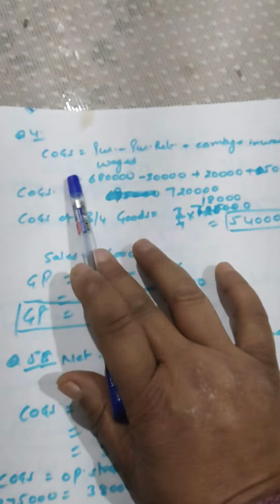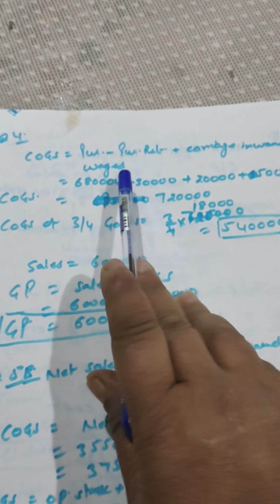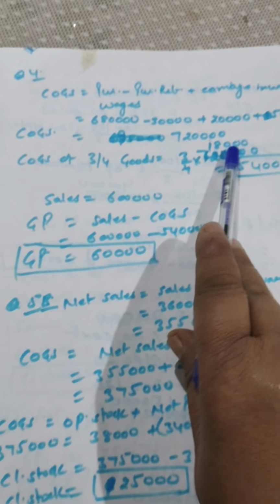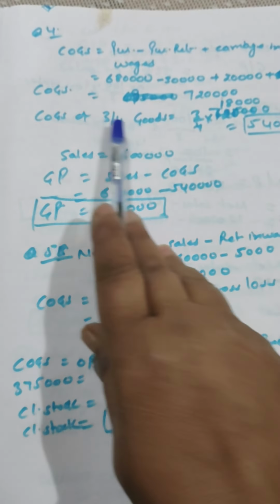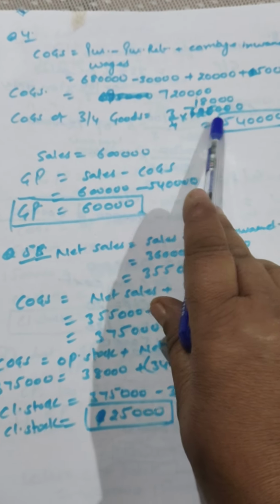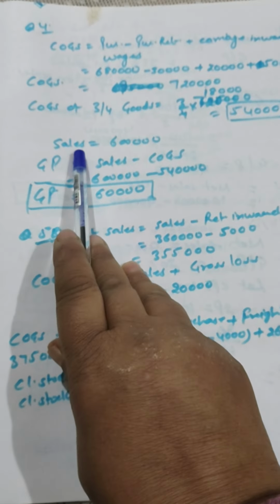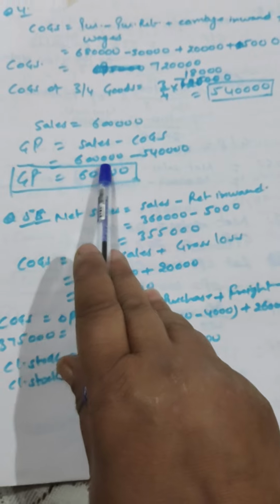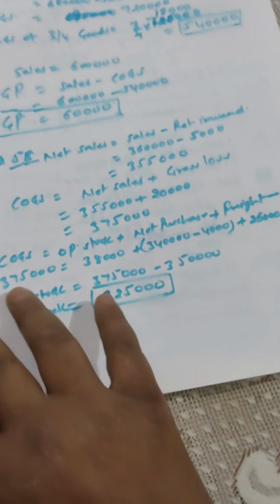First of all, we will calculate cost of goods sold: purchase minus purchase return plus carriage inward plus wages. It will come to 7,20,000. This is the COGS of all the goods. But we have to calculate COGS of 3/4 of the goods. So 3/4 of 7,20,000 will be 5,40,000. Sales is given as 6 lakh. Gross profit is sales minus COGS. It will be 6 lakh minus 5,40,000, that is 60,000, right?